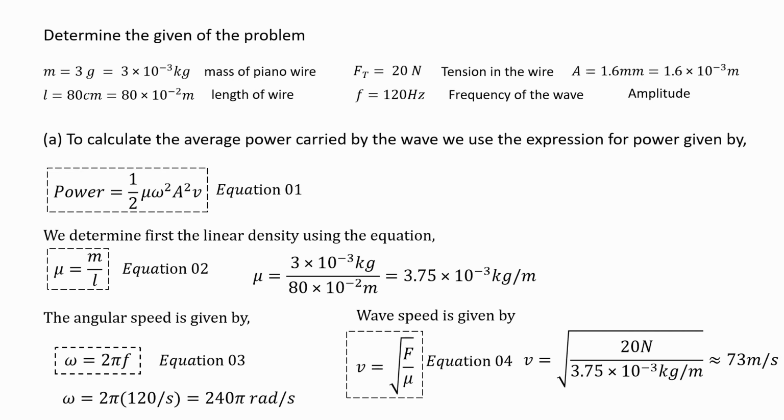To calculate the average power carried by the wave, we use equation 1 for power, but we determine first the unknown parameters. We determine the linear density using equation 2 and the given values. The angular speed by using equation 3 and the given frequency. And the speed of the wave using equation 4 and the solved linear density and the tension in the wire.